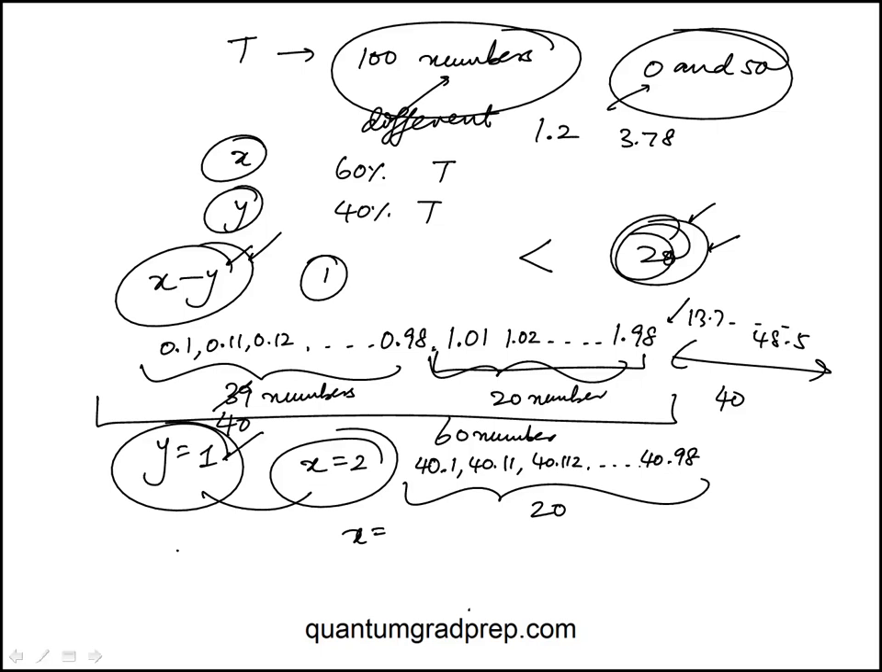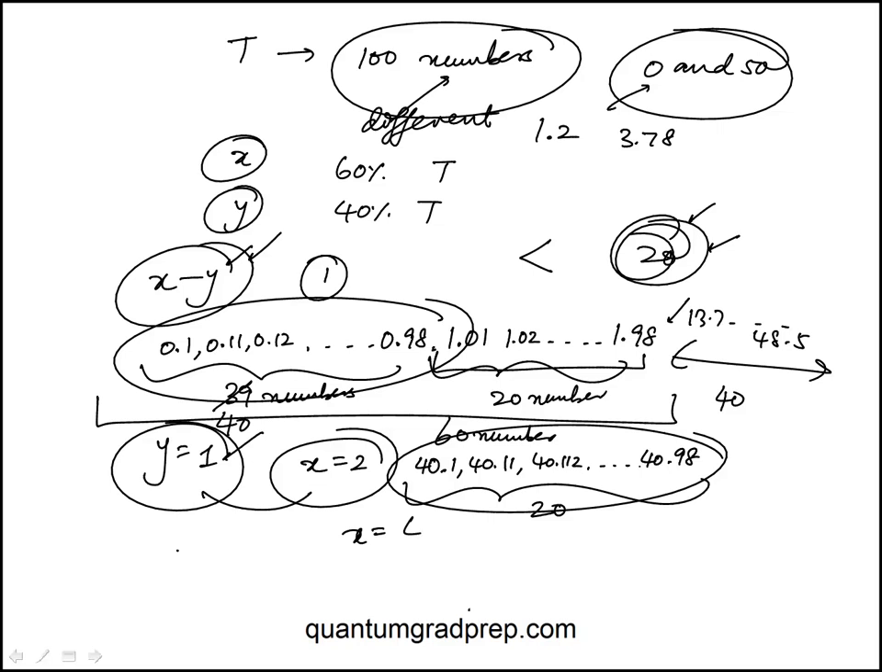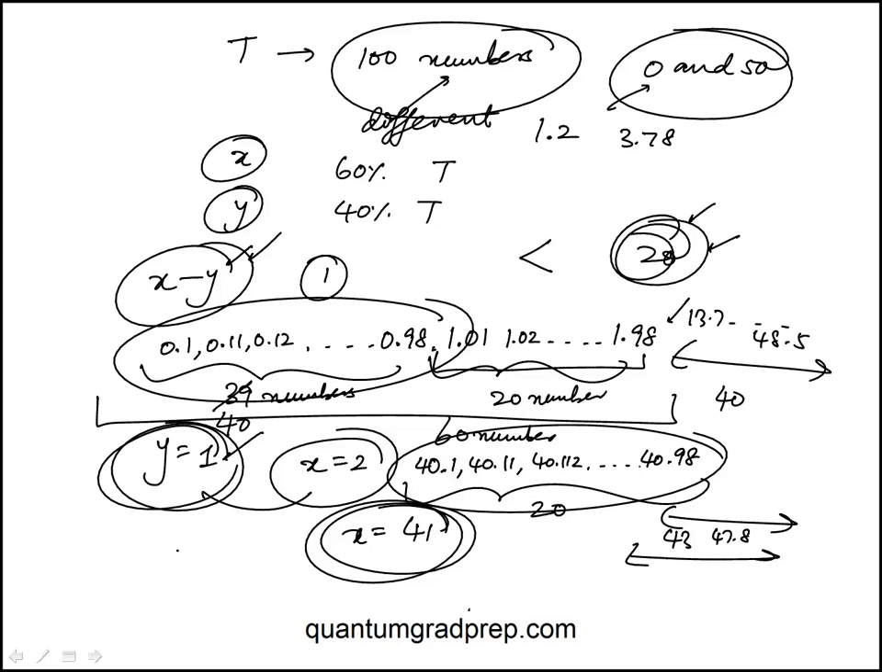So now x, for it to exceed 60% of the numbers, the first 40 are here, slightly less than 1, between 0 and 1. The next 20 are here. x now could be 41, and that would satisfy the condition that it's greater than 60% of the 100 numbers. And then the remaining here could be anywhere from 43, 47.8. We can easily accommodate those 40 numbers between 41 and 50. So now x is 41. We keep y at 1. x minus y would now be 40, which is greater.